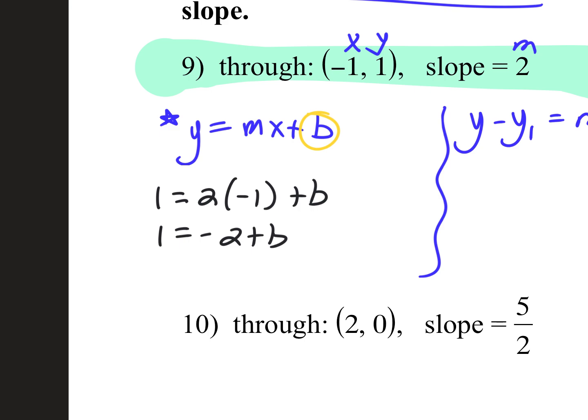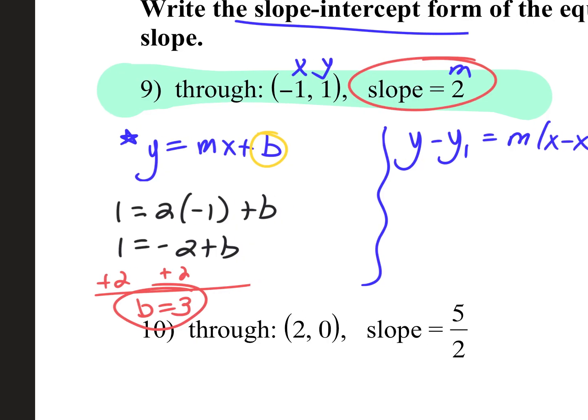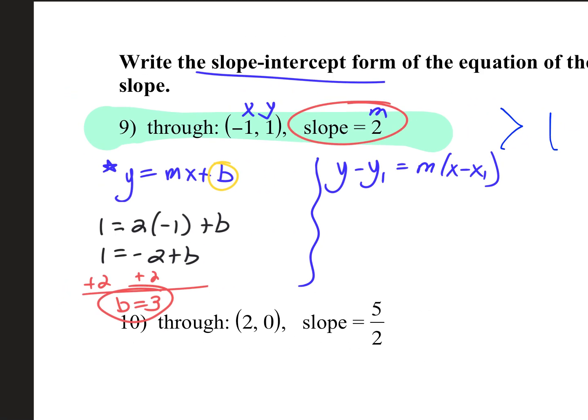How do I get b all by itself? Add 2. So what does b equal? B equals 3. So you have b equals 3. You have your slope. Do you now have all the information you need to write the equation in slope-intercept form? Yes. What is the equation of this line? Y equals 2x plus 3. That's it. Once you have your slope and your y-intercept, you just plug it into this form right here. Your x and y stay as letters.